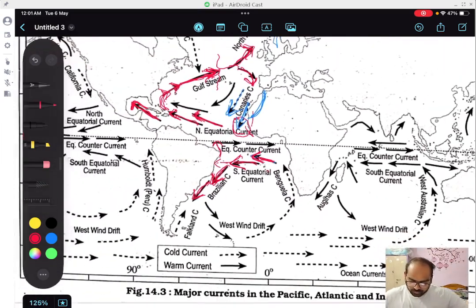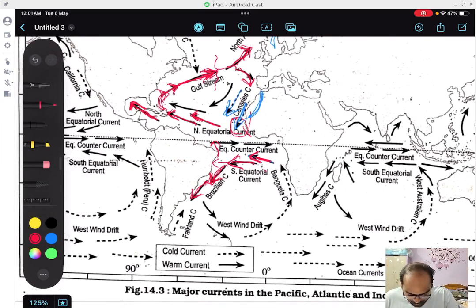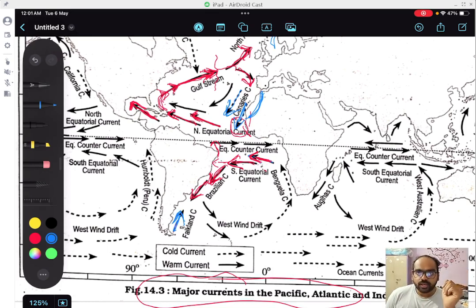Okay, and from here there will be the Antarctic region, right? From Antarctica, cold ocean currents travel towards Argentina. This is Argentina. This cold ocean current is called the Falkland current.